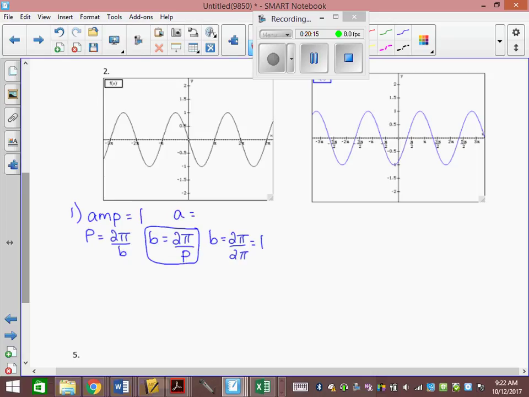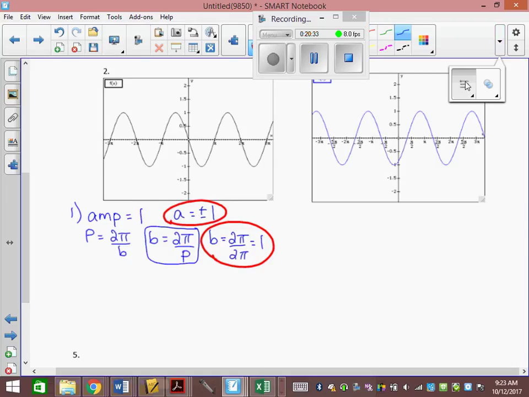So now I have the A. The A could be plus or minus 1. It could be positive or negative, correct? Because the amplitude is always positive, but is the A value always positive? No. Our B value has to be 1. So we have our A value. We have our B value. We need our D value.